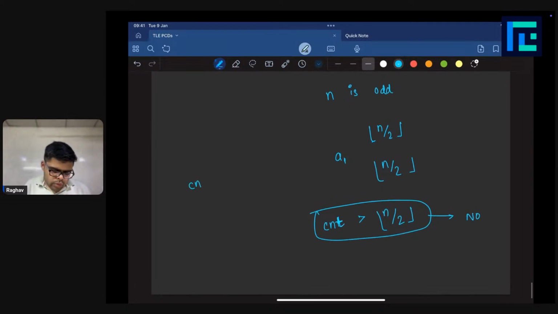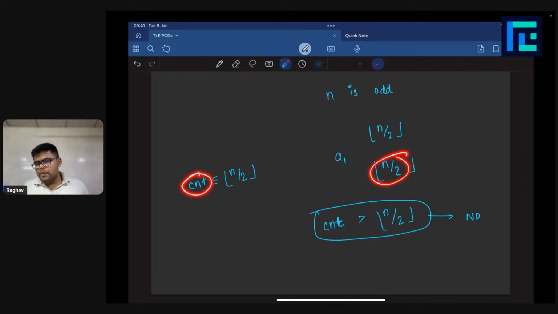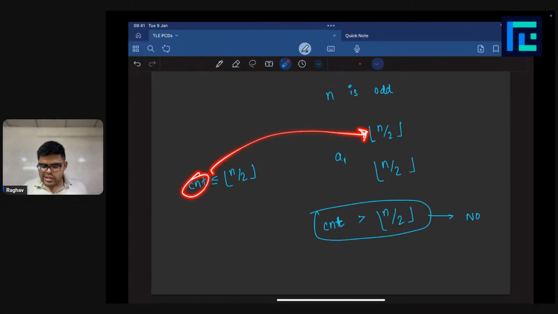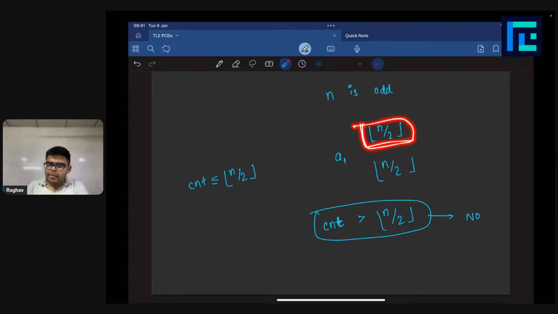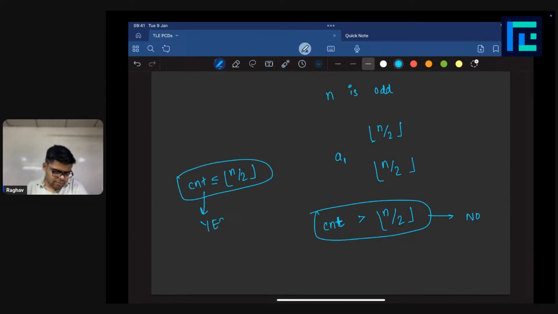In case the count is less than or equal to n by 2, then all of these people who have a smaller absolute value than a1 will obviously go into one of these ranges. Let's say you keep all of them smaller. Then with the people who have a larger absolute value than a1, you can keep some of them with negative values, so that you will have exactly n by 2 people smaller than a1 and exactly n by 2 people greater than a1, right? So if this condition is true, then your answer is always yes.